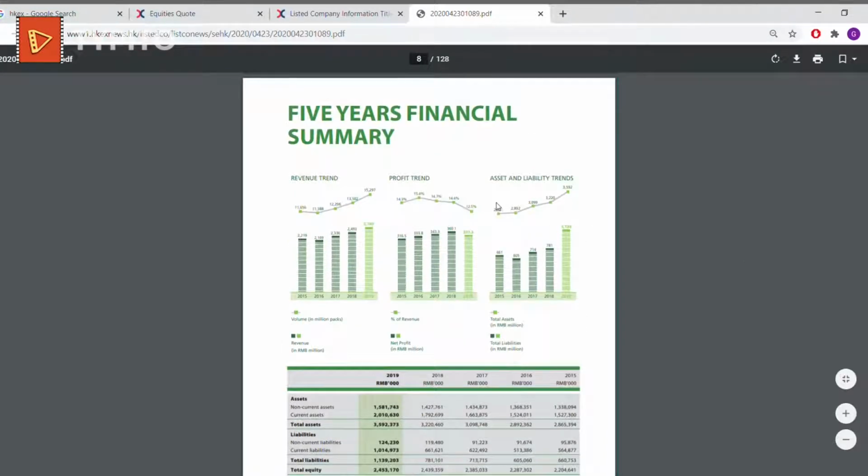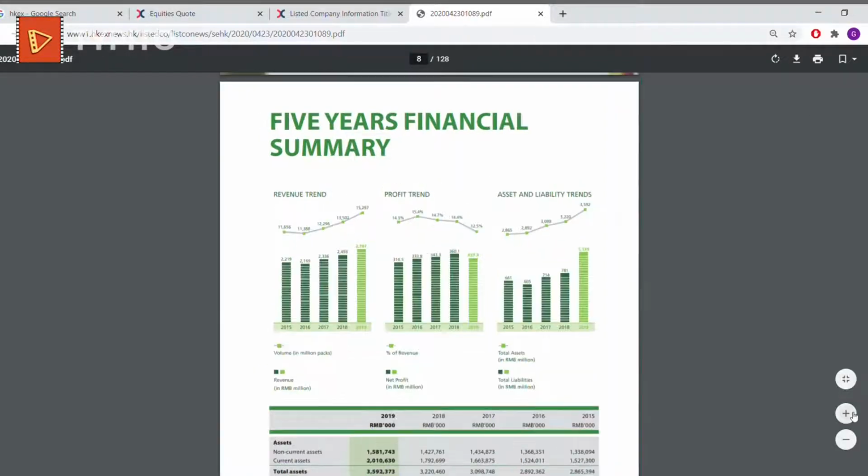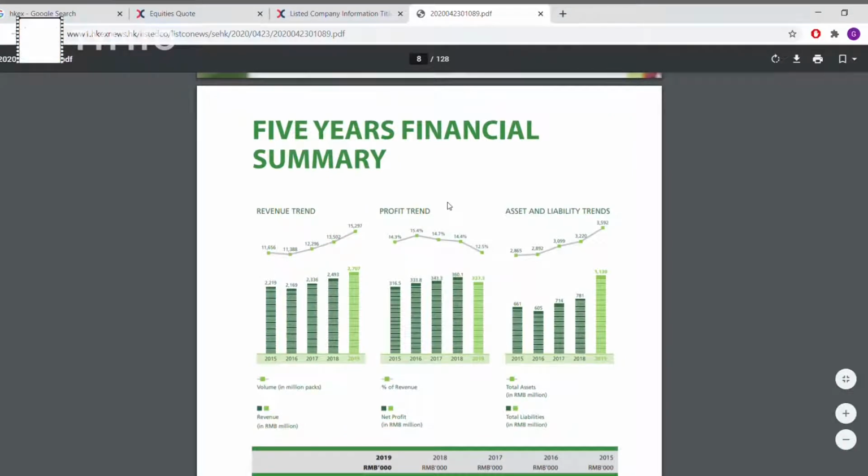And this is something that I will usually look at before being invested in any of the companies. What I usually look out for is I want to look at an increasing revenue trend, as well as an increasing profit trend.